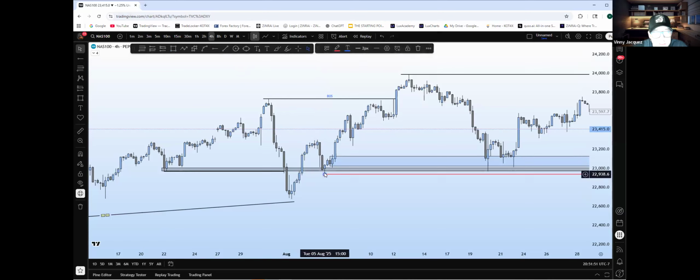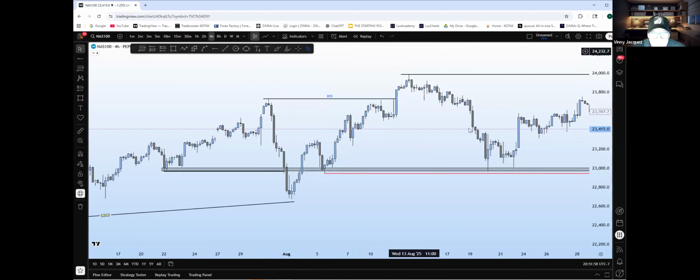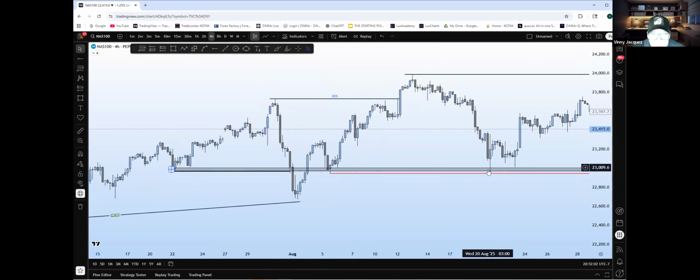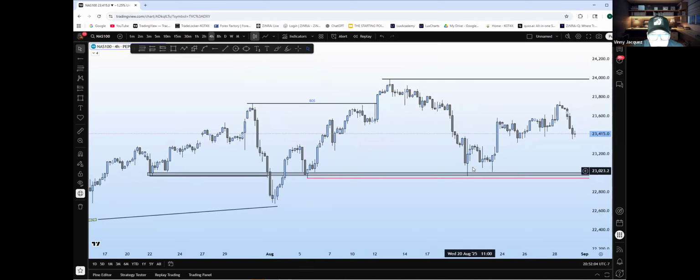So however you saw this, we should have been looking for some buys in this area. Now, how can we have caught these buys? Maybe you didn't even see this, but how could we have caught these buys?